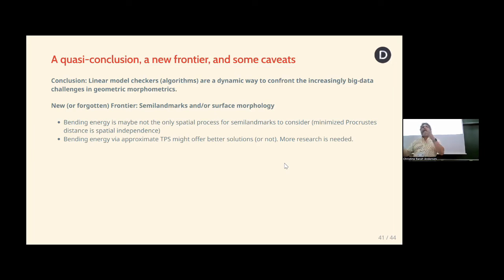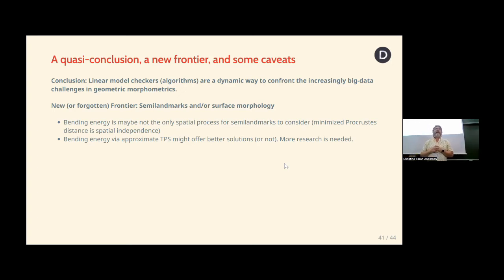But what this should mean is with greater iterative power, you can start thinking about much more complex anatomical configurations, right? And there shouldn't be as much limitation. So that's great. It's not just better now, it's better for the future as well. But there's this new, or I would say forgotten frontier I started thinking a lot about. It's semi-landmarks and surface morphology.